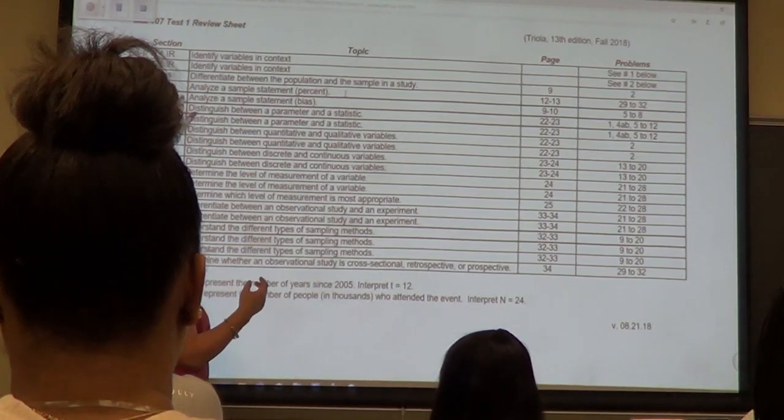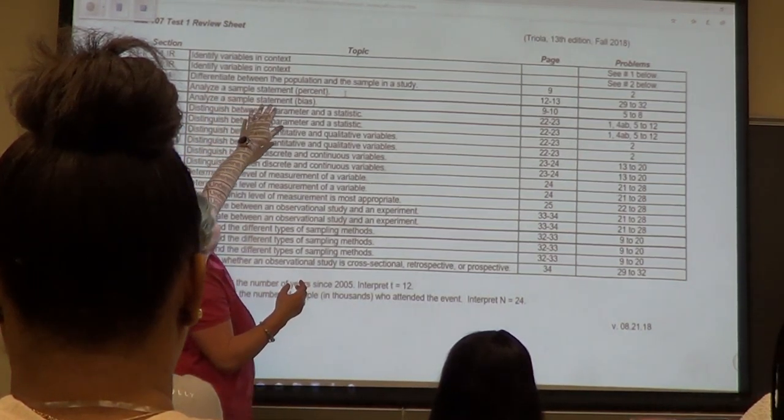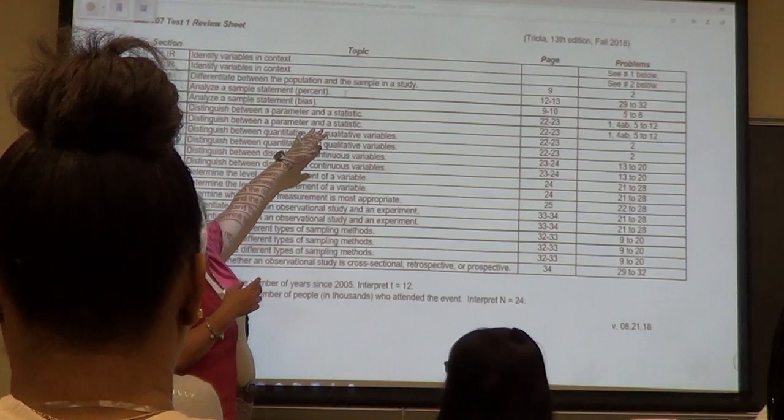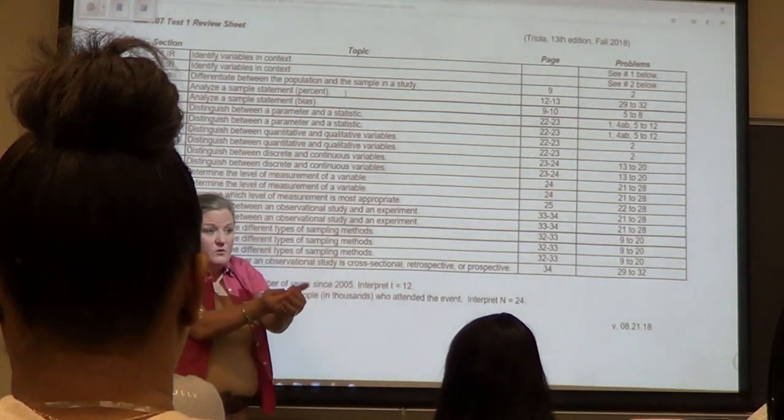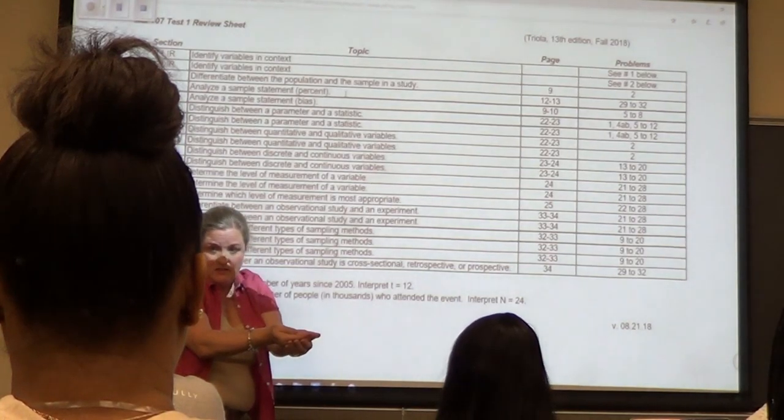Then, differentiate between the population and the sample in a study. If I give you an example, we know the population is everyone, and the sample is the 423 people that were asked.